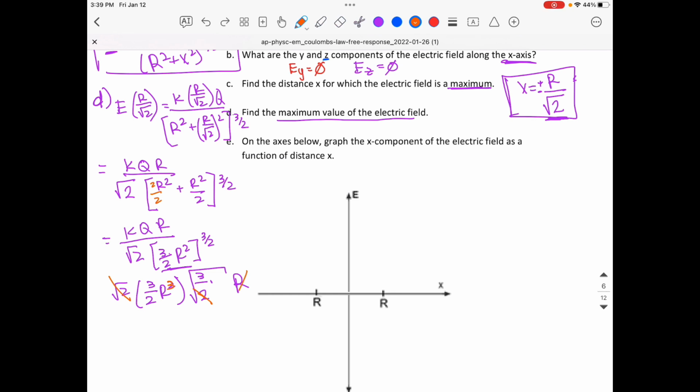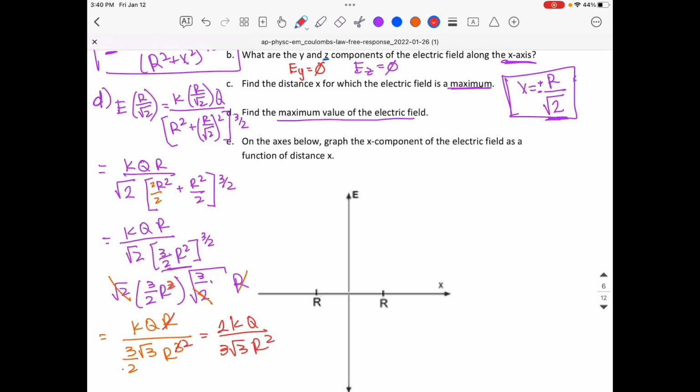Actually, I end up with my numerator, which is KQR, all over 3 over 2 root 3 R cubed. And then from there, I can simplify this R down to that R squared. I have a fraction here, so I can multiply the 2 up on top, multiply it by the reciprocal. I get 2KQ all over 3 root 3 R squared.